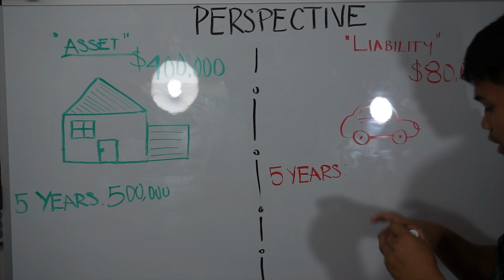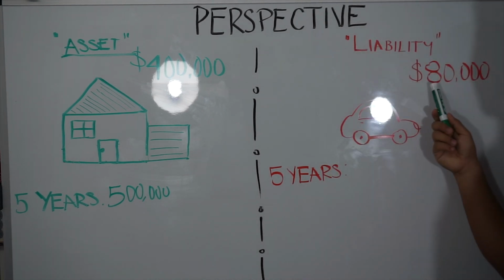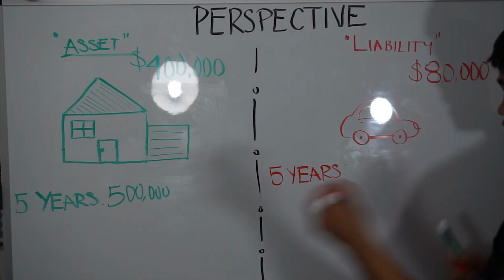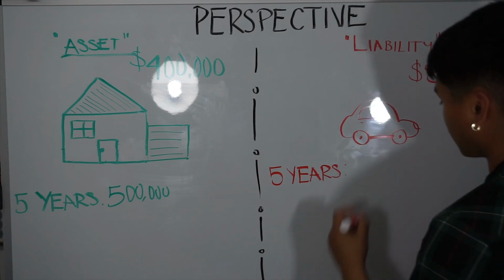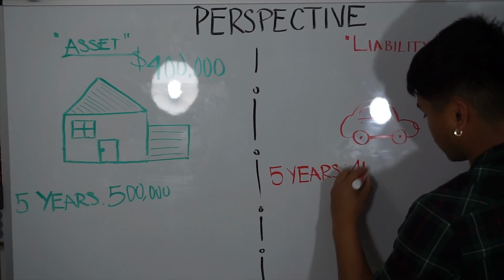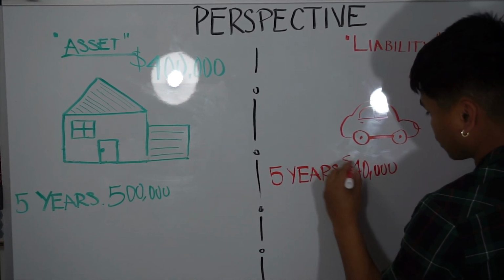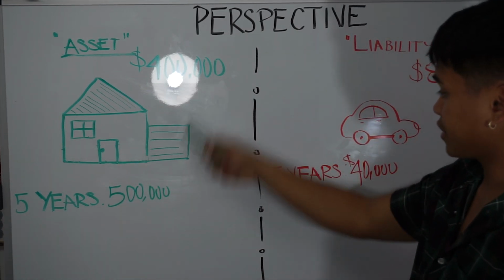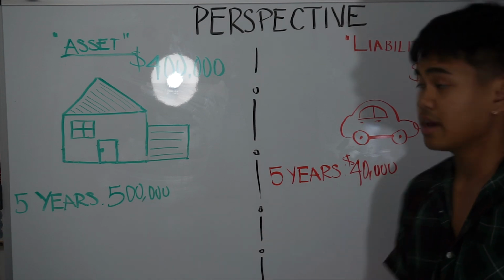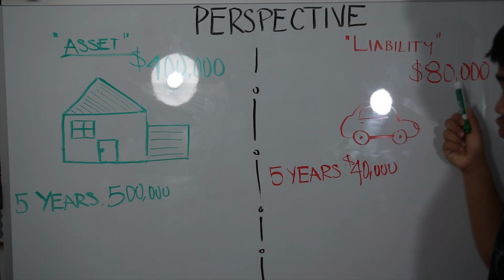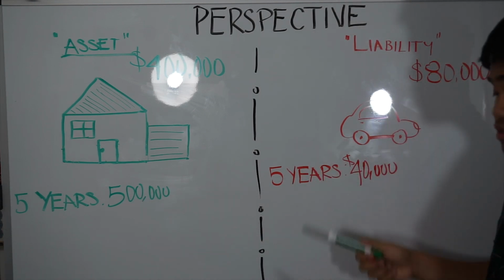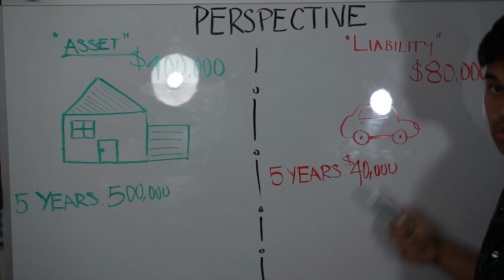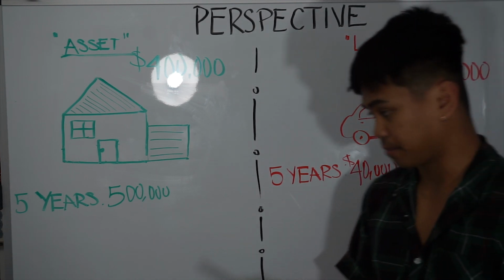And the reason this is a liability is because if, let's say, you purchase a vehicle for $80,000, in 5 years you would be lucky if you would still get, let's say, $40,000 for that, okay? And so it's a clear difference here. $400,000, it's going to increase by $100,000, so now you end up with $500,000. Over here, you spent $80,000, and in 5 years after using your car, it is now worth $40,000. So you just lost half of your money there.